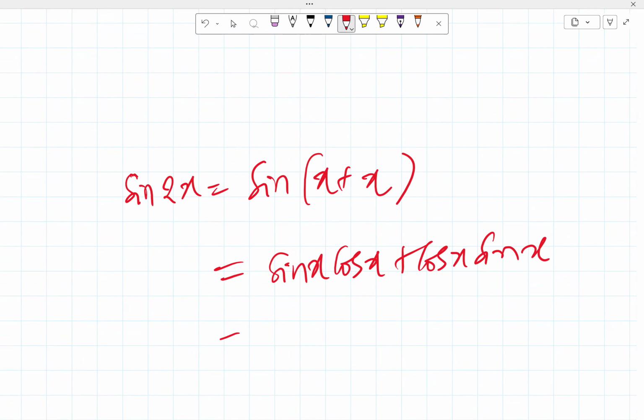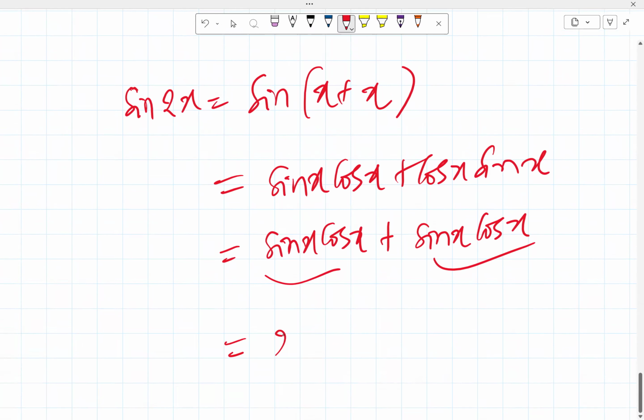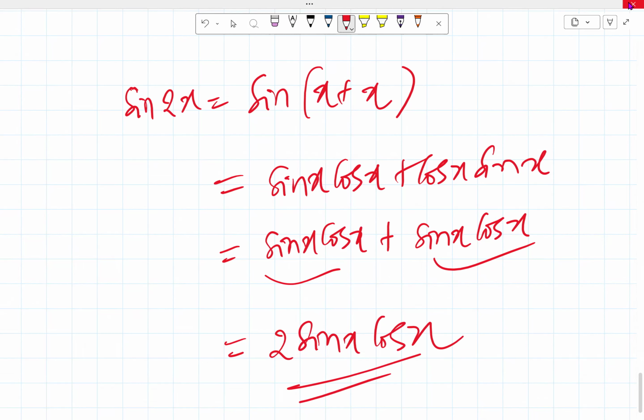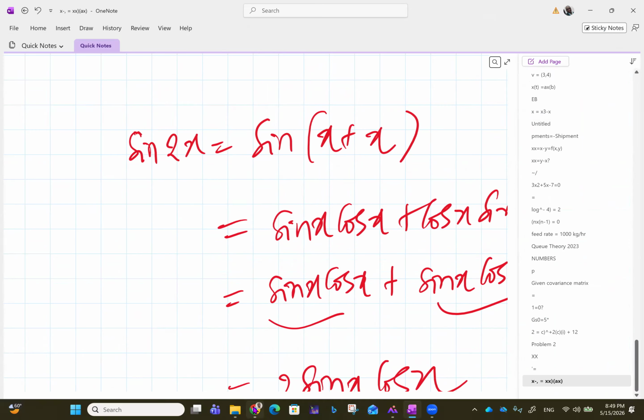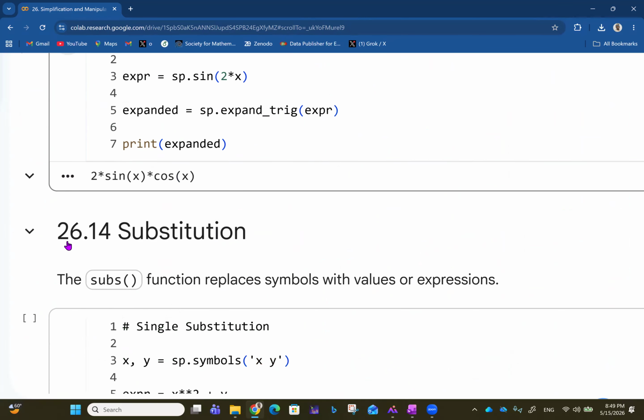It turns out that since x and x are the same, sine x cos x is the same thing as cos x sine x. So we can just write them the same way, so that now you see this and this are the same. So it's more like you have two of them. So you have 2 sine x cos x right here, and that's why SymPy can have that sorted for us. So to expand that, you have expression is sp.sin(2x). So expanded, you have sp.expand_trig of the expression. So print expanded, you have 2 sine x cos x like that.